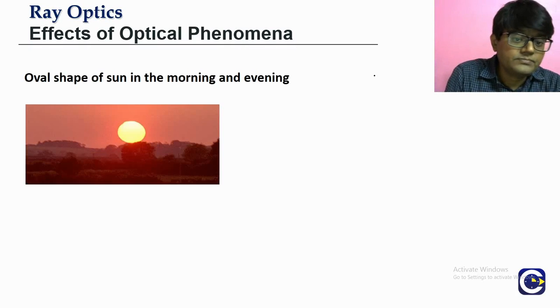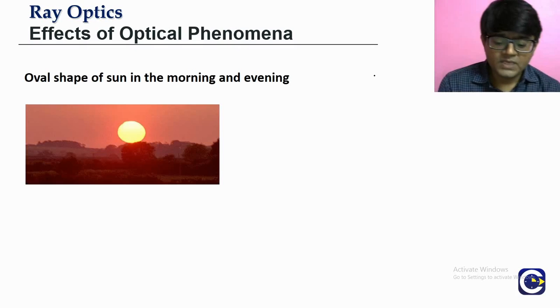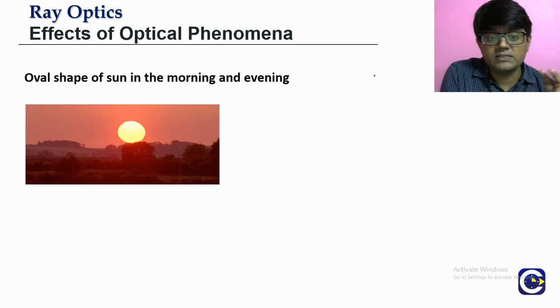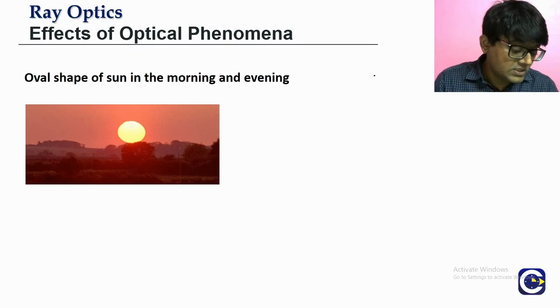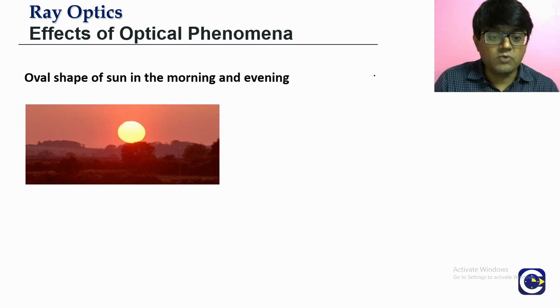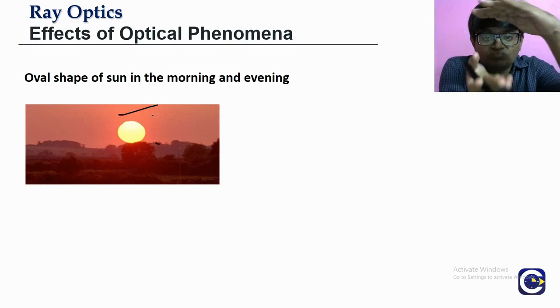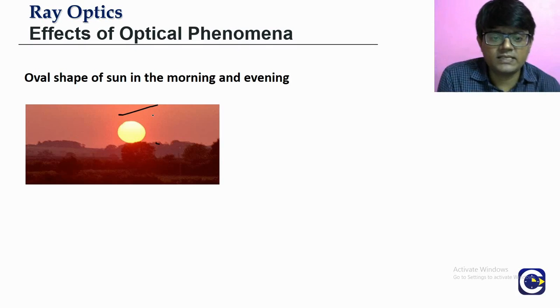Okay, next, another observation with regard to this refraction through the layers of the atmosphere is the shape of the sun itself. If you look at it in the early morning or in the evening, you can see in this representation, what do we observe? We'll observe that the shape of the sun looks like an oval kind of shape, flattened in terms of the height. That is what we call the oval shape.